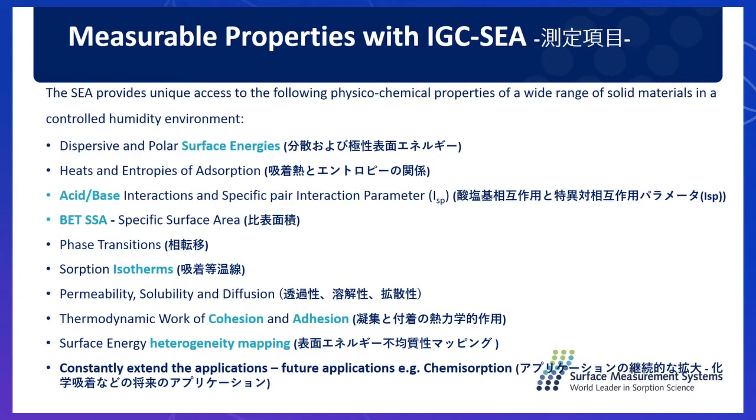On this slide, you can see the list of the different physicochemical properties that you can measure with the iGC system: surface energetics, acid-base properties, specific surface area, and so on. If you are interested in the technique, please visit our exhibition booth at the conference.